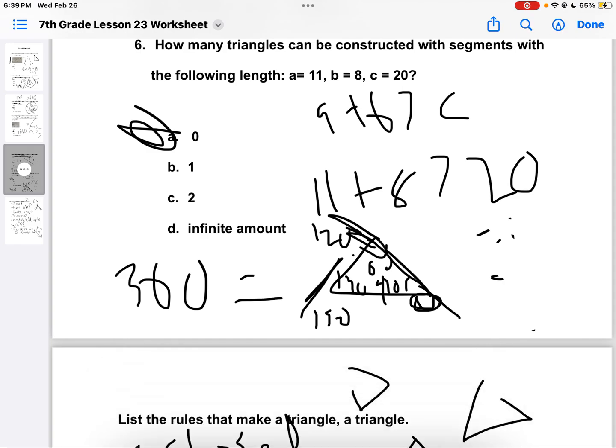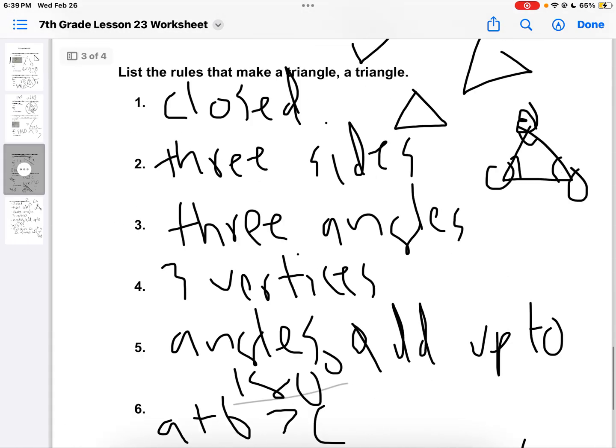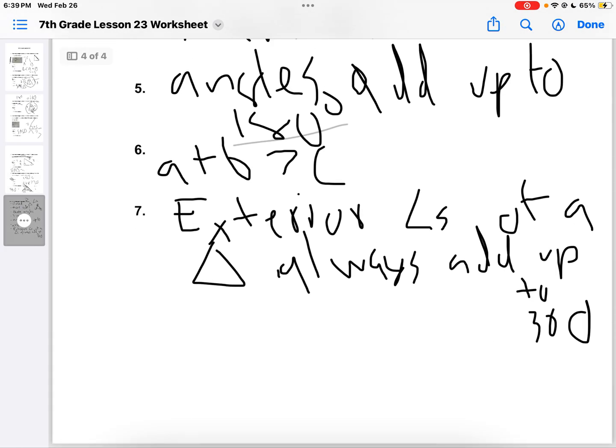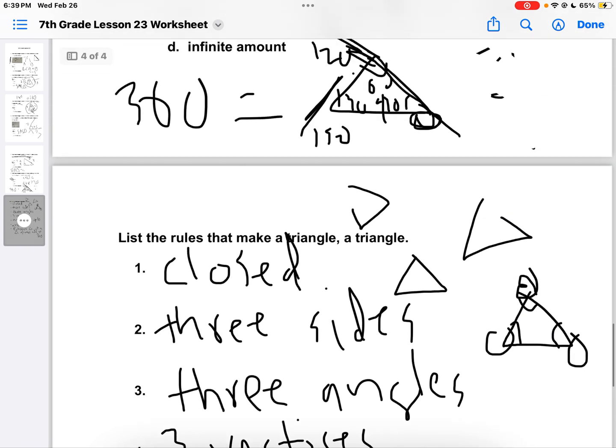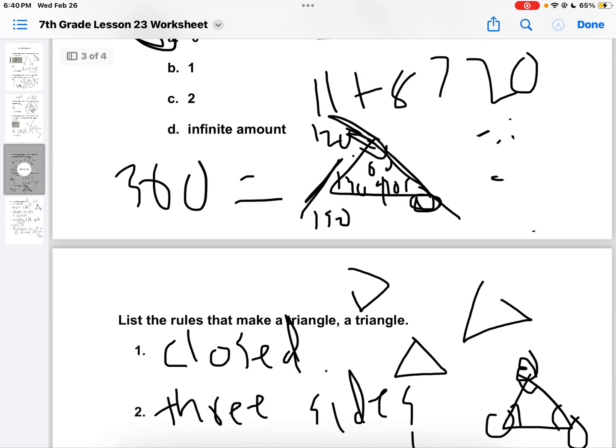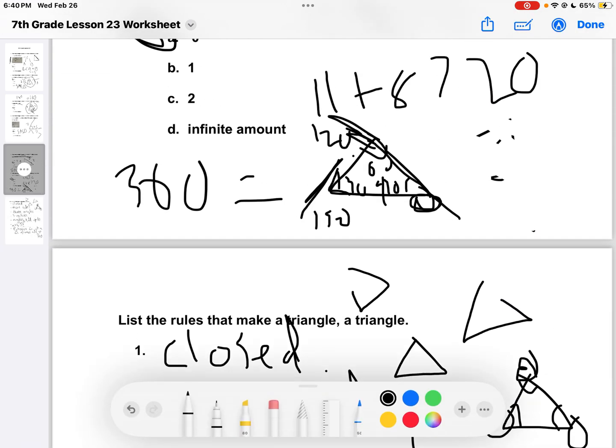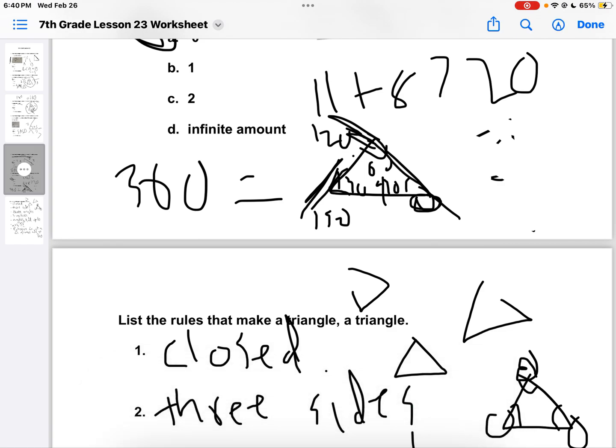So that's what it means by exterior angles of a triangle always add up to 360. For each angle, you just make a straight line from it and subtract it from 180. So in this case it's 30, 60, 90. 180 minus 30 will be 150. 180 minus 60 will be 120. And 180 minus 90 will be 90. And if you add it all up, you should get 360. If you don't, then that isn't a triangle.